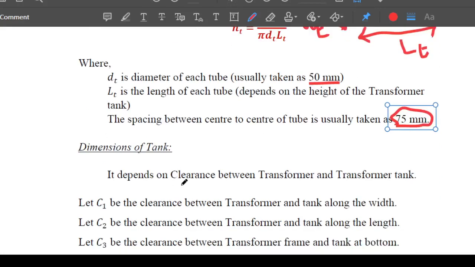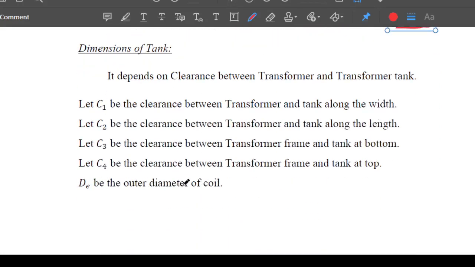Okay. Next, at last we'll learn the dimensions of the tank. So now we have started with the necessity for cooling. We found out the number of tubes and the area of each tube. That means you already know the diameter of the tube and the length of the tube. So we are okay with the dimensions of the tube as well as the number of tubes required. Next, we should know the size of the transformer tank which is covering your transformer. So there we have to provide some standard clearances.